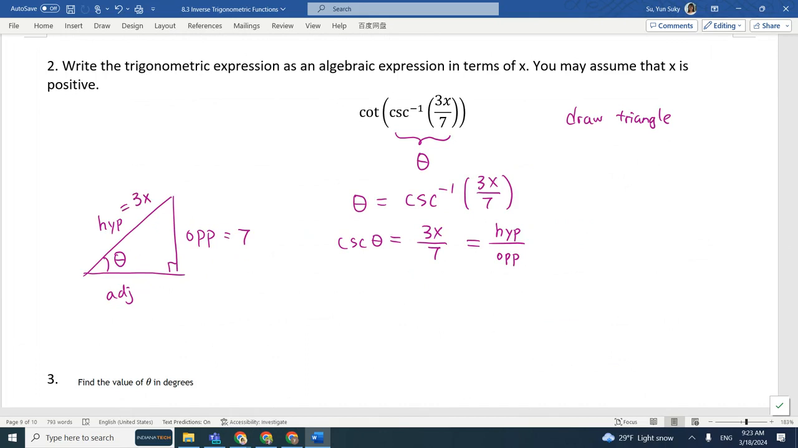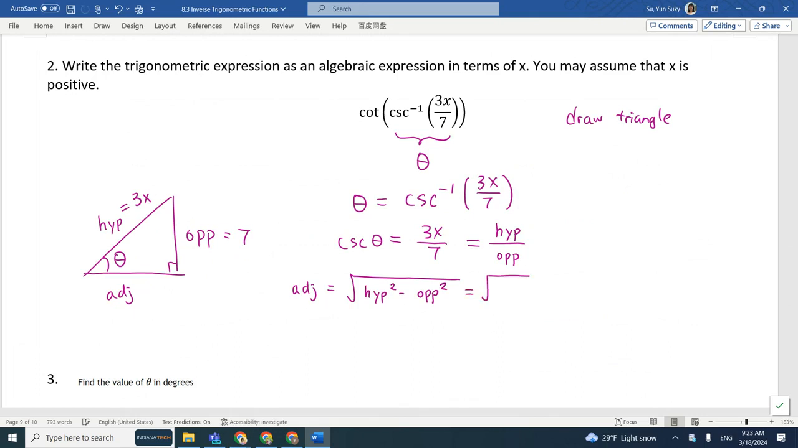If you have a variable, it's okay. Then your hypotenuse, opposite, or adjacent are in terms of the variable, but the method is still the same. So we are looking for the adjacent. What is adjacent? The square root of the, which is bigger, the opposite or the hypotenuse? The hypotenuse is bigger, right? So you use the hypotenuse squared minus the opposite squared.